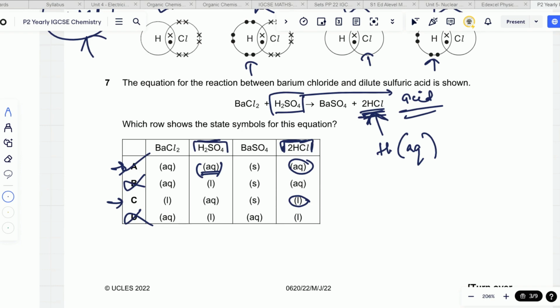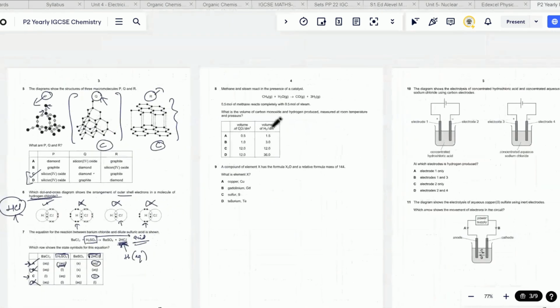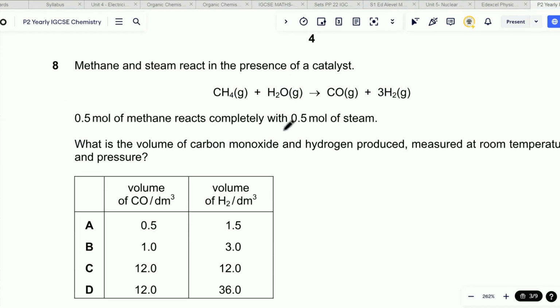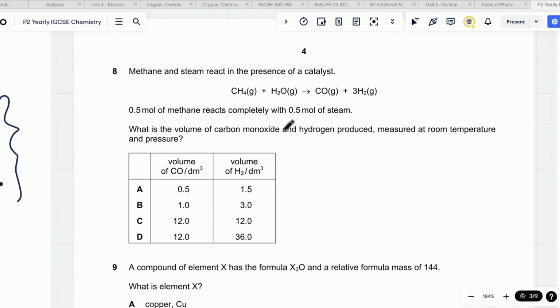All right, now let's see question number 8. Methane and steam react in the presence of a catalyst, CH4 + H2O → CO + 3H2. 0.5 moles of methane reacts completely with 0.5 moles of steam. Okay, so we got the values as well for methane. What is the volume of carbon monoxide and hydrogen produced, measured at RTP?